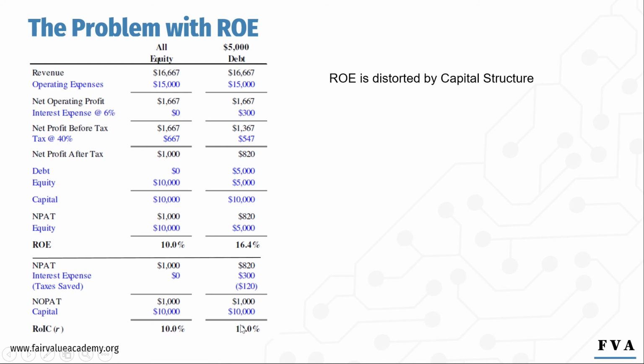In this case, the ROIC for both companies here is 10%, and it makes sense because they have identical operations. Let's quickly see how they calculated it. Net profit plus interest after tax gives you NOPAT divided by debt plus equity, and it gives you 10%. The same calculation for the other company also gives you 10%. As you can see, ROIC is not impacted by capital structure.